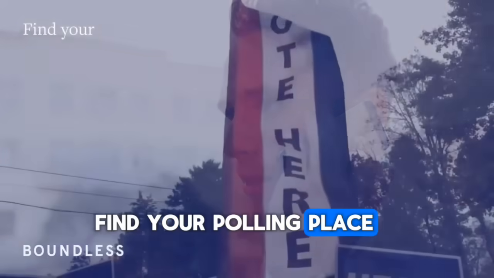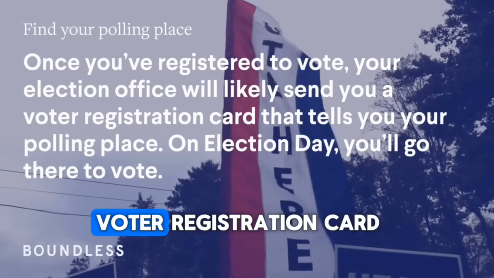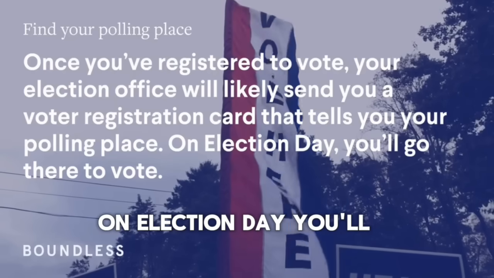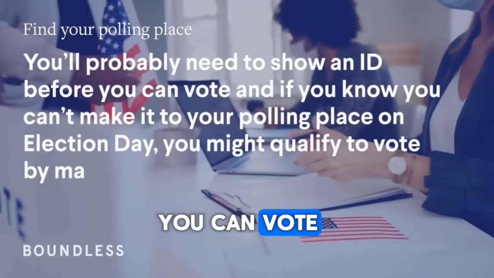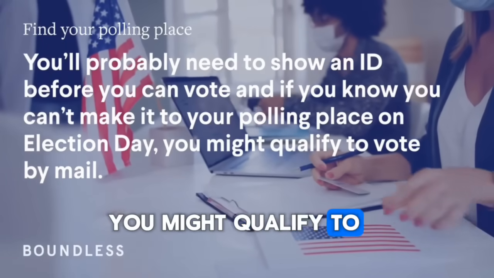Find your polling place. Once you've registered to vote, your election office will likely send you a voter registration card that tells you your polling place. On Election Day, you'll go there to vote. You'll probably need to show an ID before you can vote, and if you know you can't make it to your polling place on Election Day, you might qualify to vote by mail.